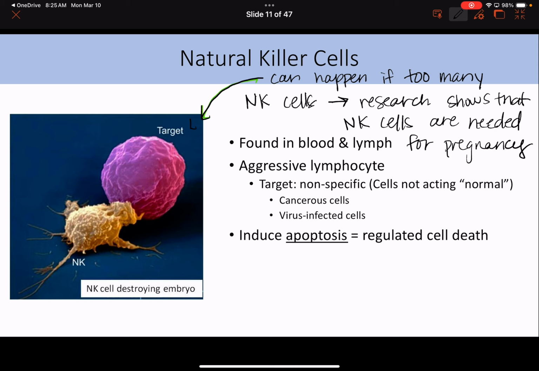Okay, any questions on natural killer cells? Okay. Anybody still writing these notes down? Okay, I'll wait.